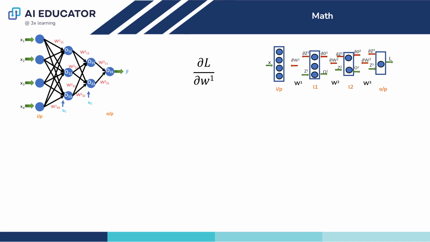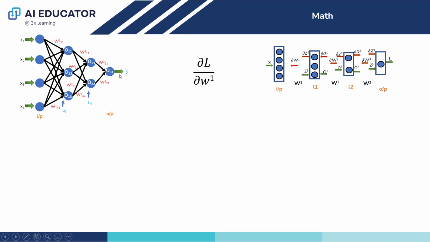In order to go to W111, first we need to go from ∂L to ∂Z31, ∂Z31 to ∂W311, and from ∂W311 to O21, from O21 to Z21, Z21 to W211, from W211 to O11, from O11 to Z11, and from Z11 to W111.